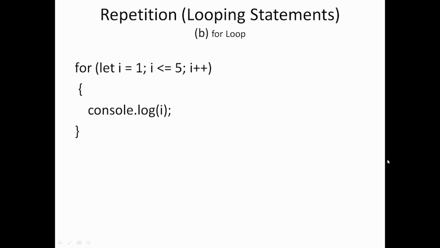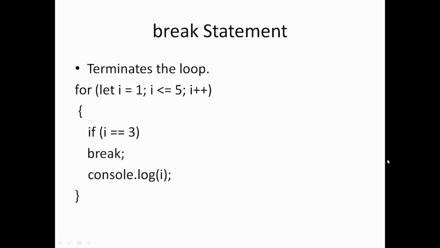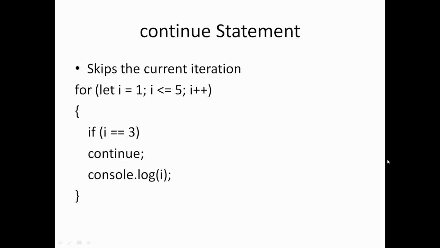For loop: it has three parts, initialization, condition, and increment or decrement operation. The break statement is used for terminating the loop. The continue statement is used for skipping the current iteration and going to the next iteration.